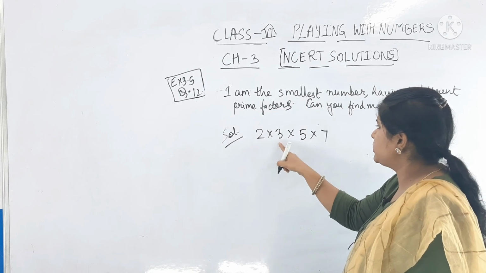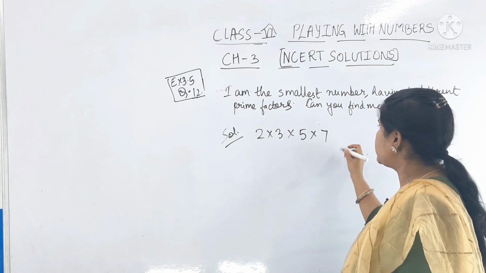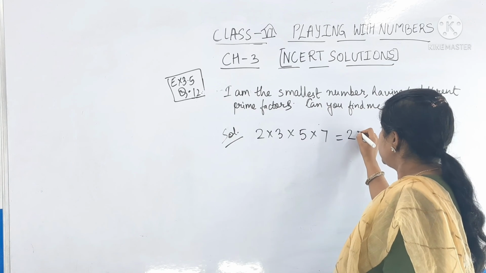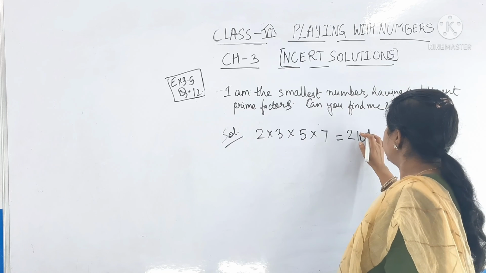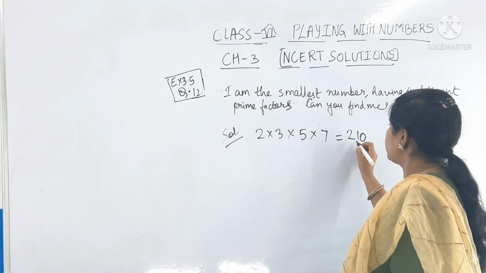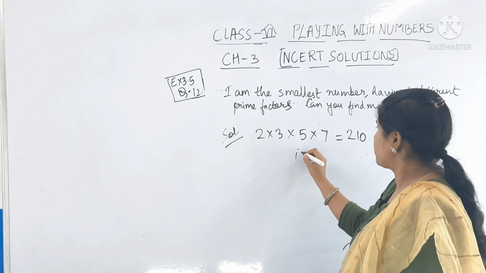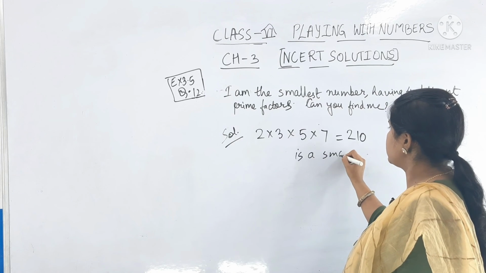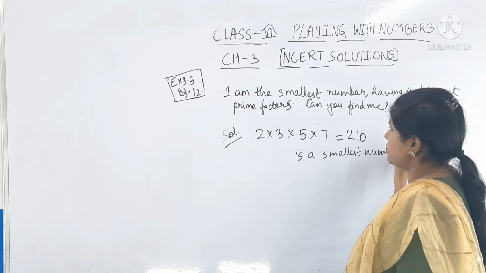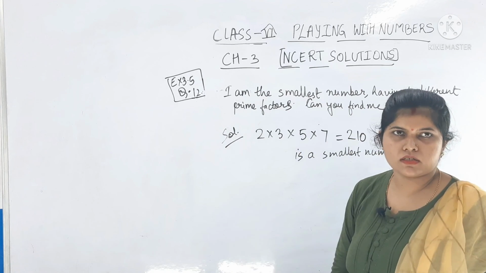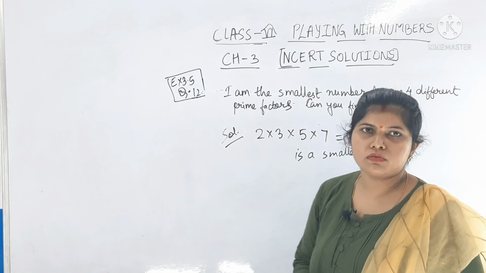So 2 3s are 6, 6 5s are 30, and 30 7s are 210. So 210 is the smallest number, as these are the smallest prime factors. Okay, so I hope you understood up till here.